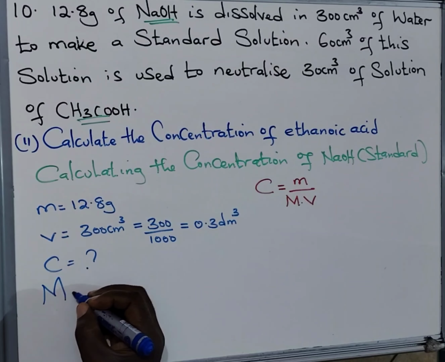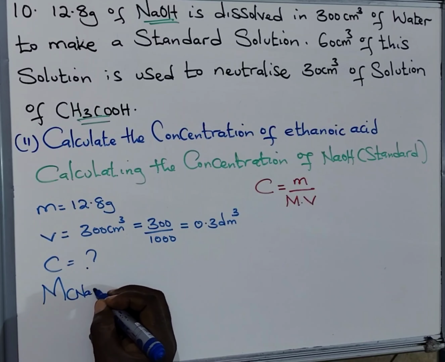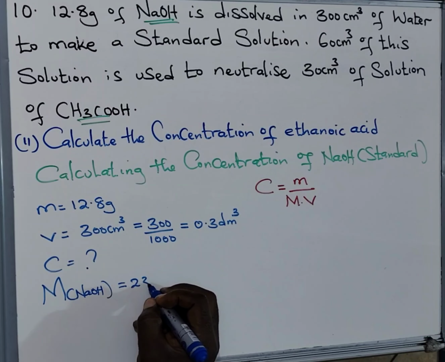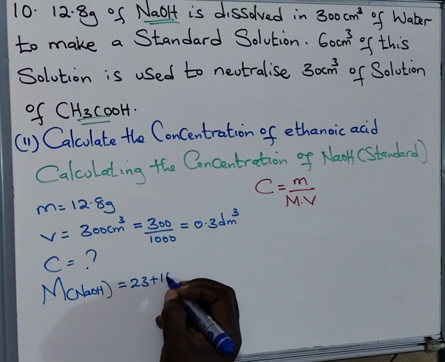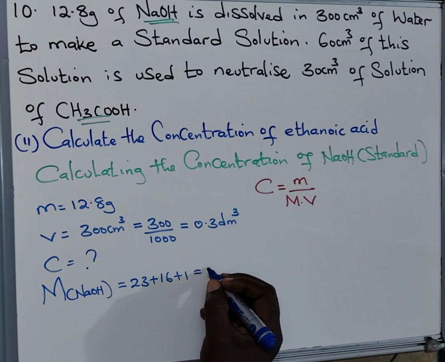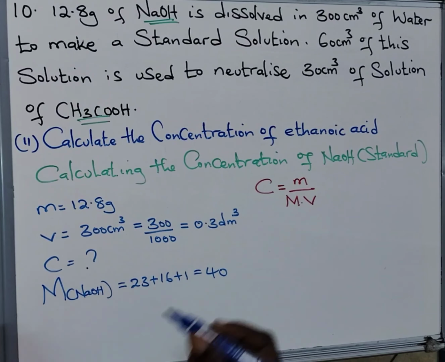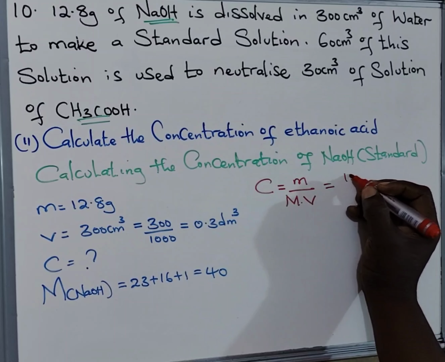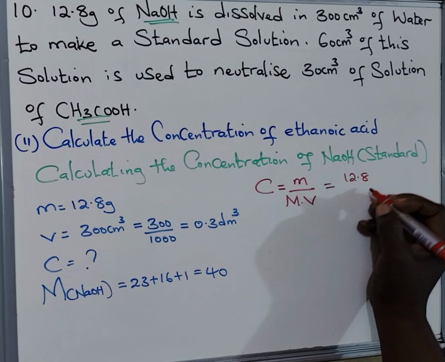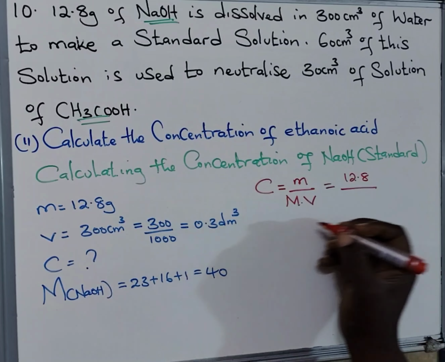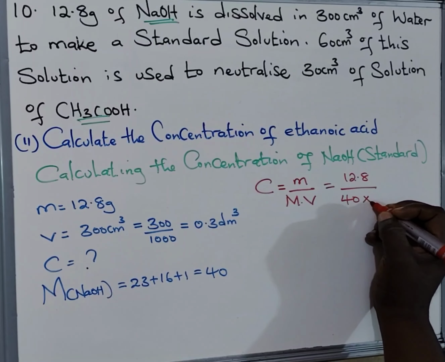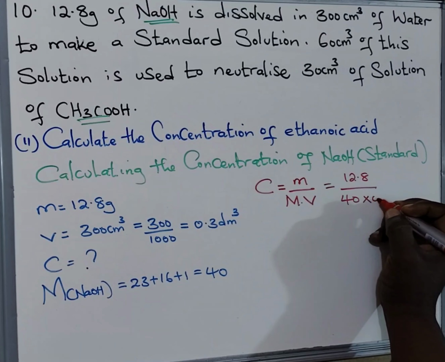It's going to be molar mass of sodium hydroxide, which is sodium 23 plus oxygen 16 plus 1, giving you 40. So now we have all the information to substitute in this one. We are going to have 12.8 grams divided by the molar mass, which is 40, times the volume, which is 0.3.